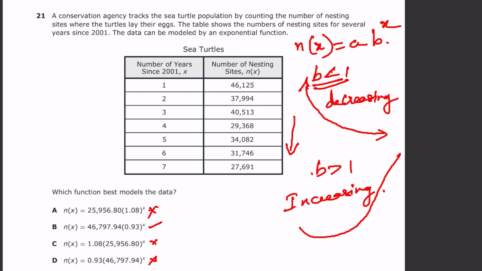So now what do we do is, for just cross checking whether it's correct, you can take one x value, x is equal to 1 in the first case, and check whether you're going to get nearly equal to, now putting in the place of x is equal to 1 over here, you just check whether you're going to get n of x is equal to 46,125 or a near number.